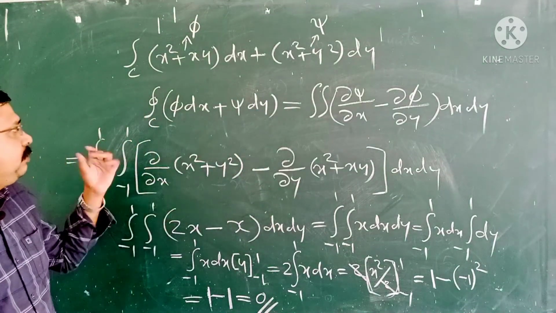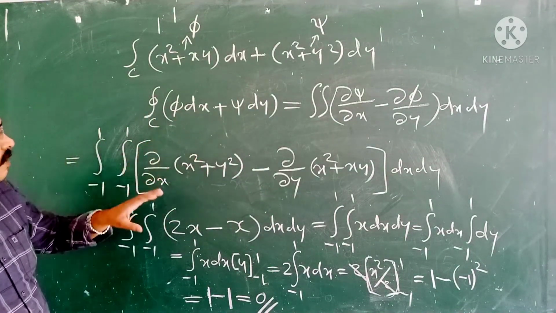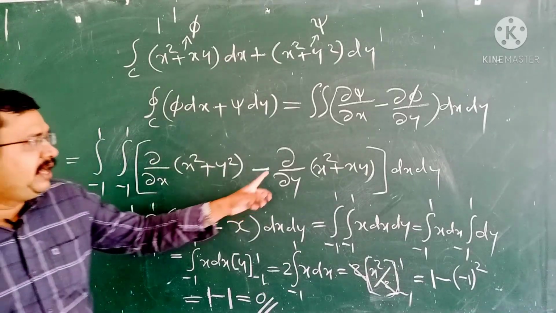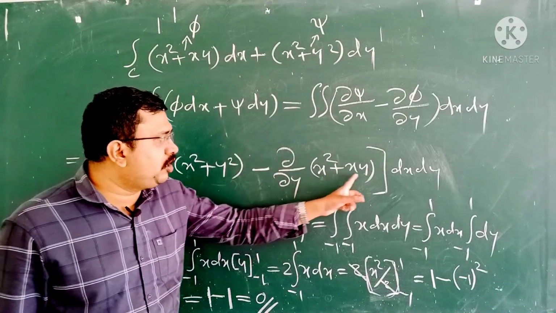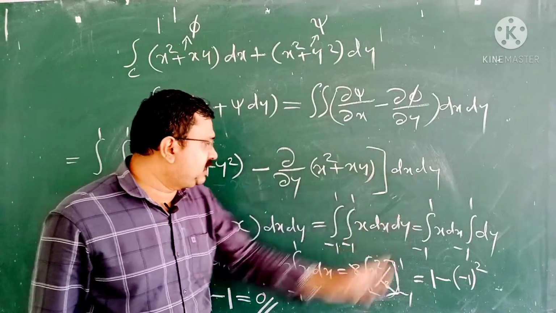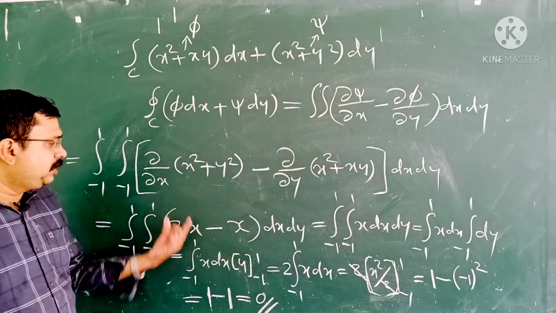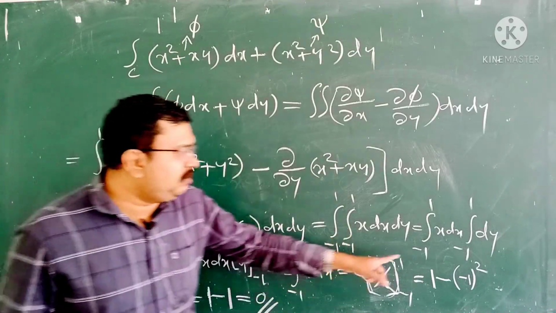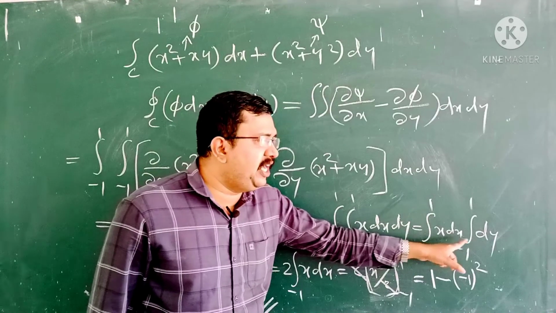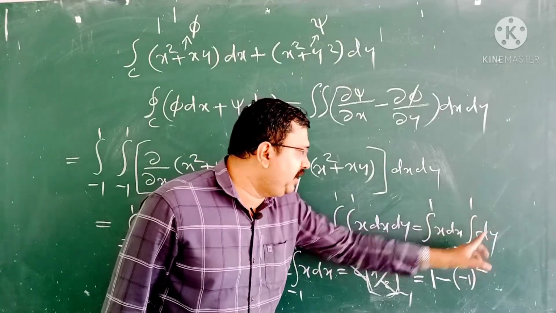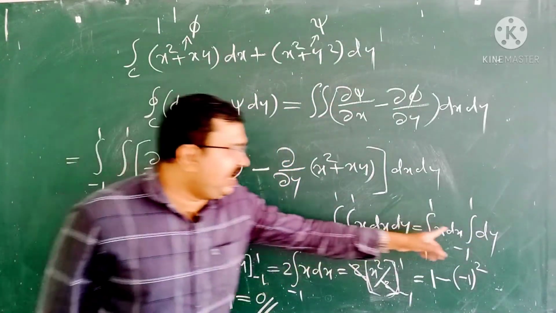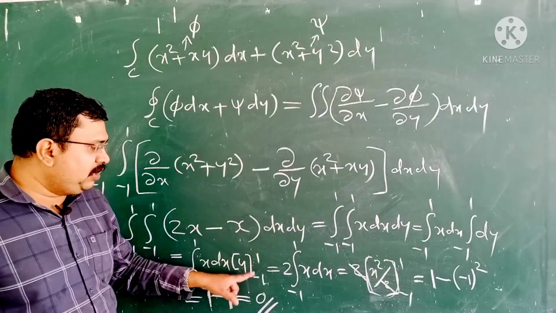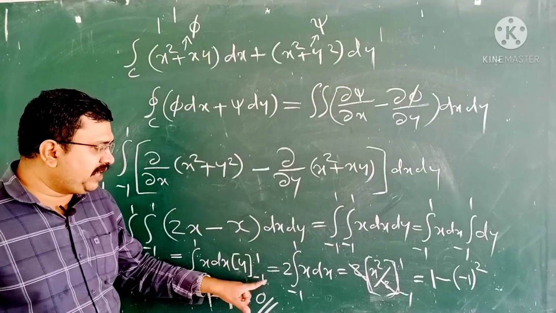Okay, please write down. Remember that using Green's theorem, first we find dou by dou x of x square plus y square, then dou by dou y of x square plus xy, dx dy. That becomes 2x minus x. We know that 2x minus x is x. Then the integral from minus 1 to 1 of x dx, times the integral from minus 1 to 1 of dy. We know that the integral of dy is y. We apply the upper value and lower value, then we get 1 plus 1, that is 2.